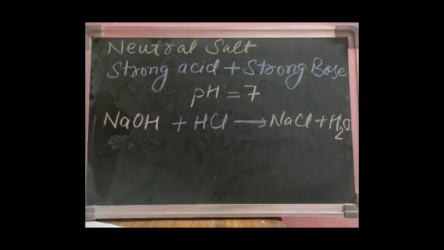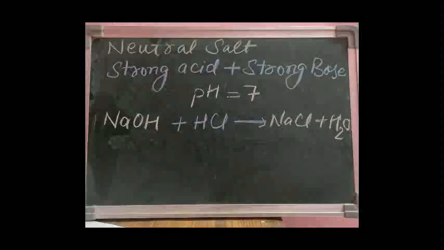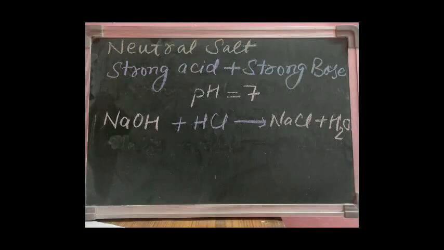In this equation, you can see a base, sodium hydroxide, right? And an acid, hydrochloric acid. Both of these are a very strong acid and a strong base. So when they react with each other, they form a very well-known salt, that is sodium chloride, plus water. As both of these acid and base are very strong in nature, they completely neutralize each other's effect, meaning they completely cancel out each other's effect. That's why sodium chloride is neutral in nature and its pH is near 7.